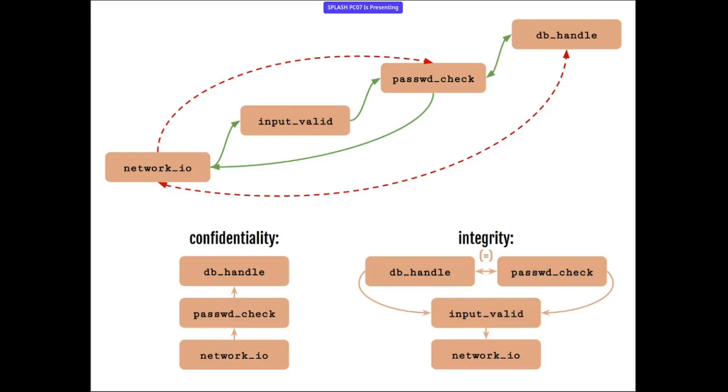It's going to give you another lattice, and it's going to say, okay, the bottom of this lattice is low integrity, the top of this lattice is high integrity, and essentially flows down the lattice are fine, but flows up the lattice are going to be prevented, which is the opposite of how it is in the confidentiality lattice.